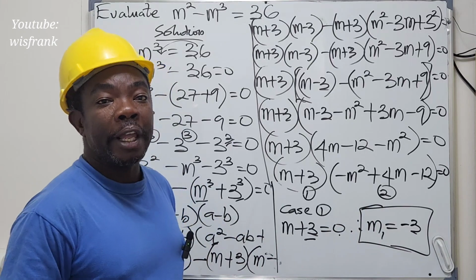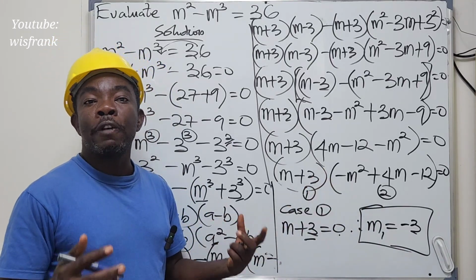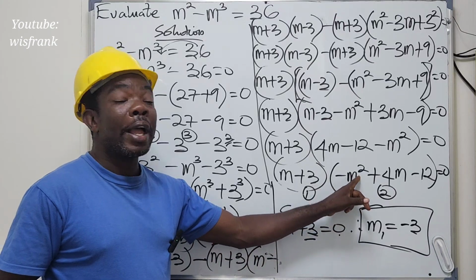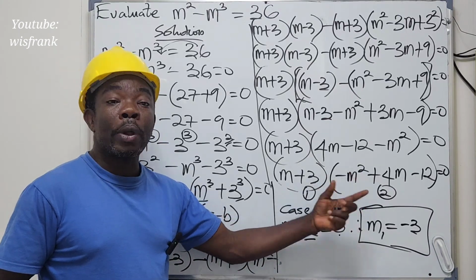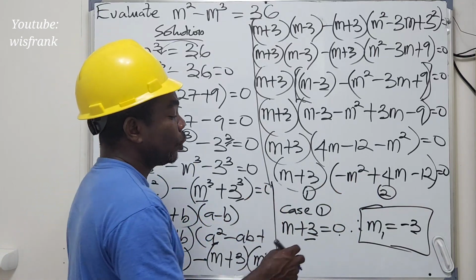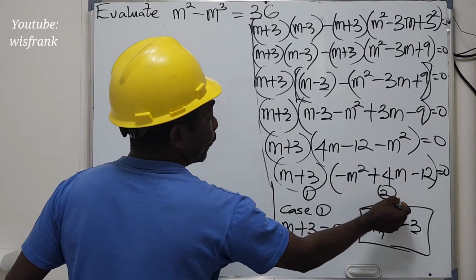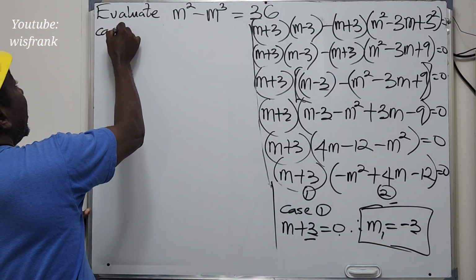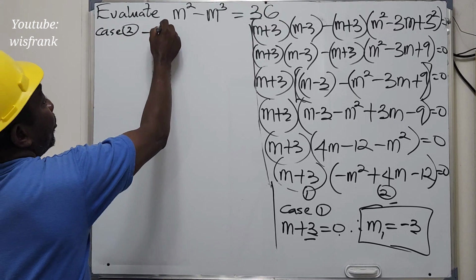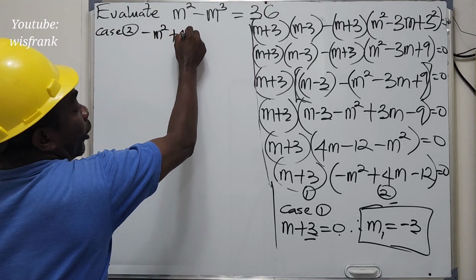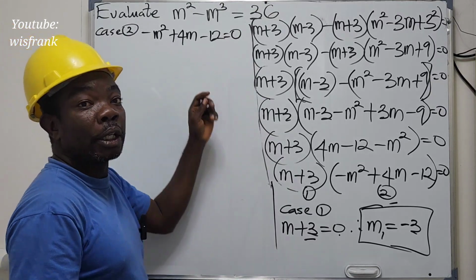We are going to look at the second parenthesis. What are the values of m that we have? Because it's a quadratic equation, we are expecting two values of m from here because we have the highest power of m as 2. So we will have two solutions. So as we said, let's take case 2. From case 2, we have minus m to the power of 2 plus 4m minus 12 equals to 0. So this is a quadratic equation.